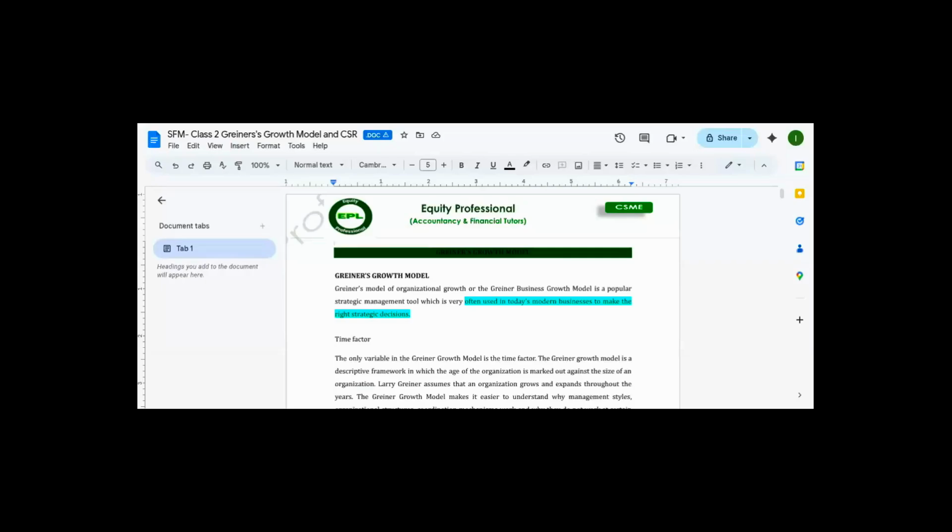Please, our topic of today is the Greiner growth model. Immediately after the Greiner growth model, we are going to look at the criteria that we have to determine before we select a strategy. After which we are going to look at CSR, corporate social responsibility. They have been streamlined in line with the requirements of the syllabus, so they are not something that is too bogus or out of the syllabus.